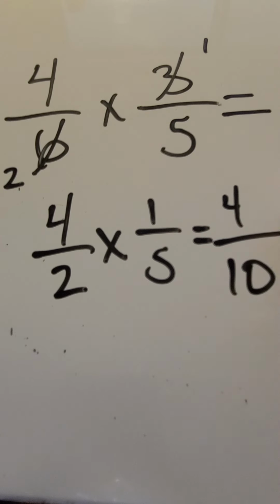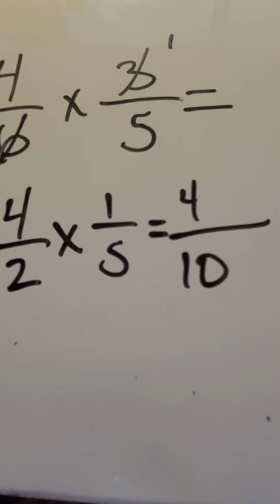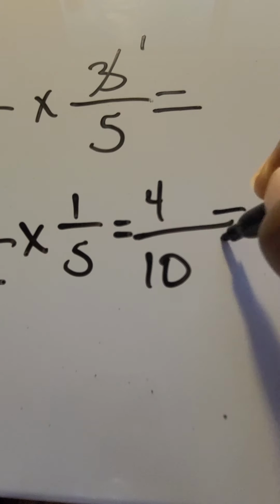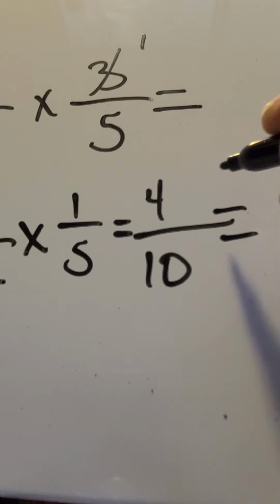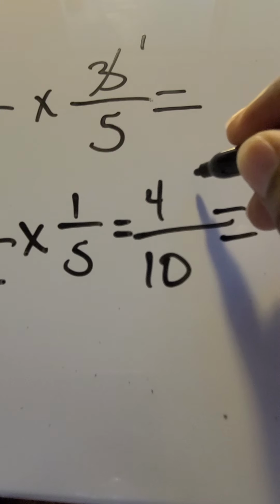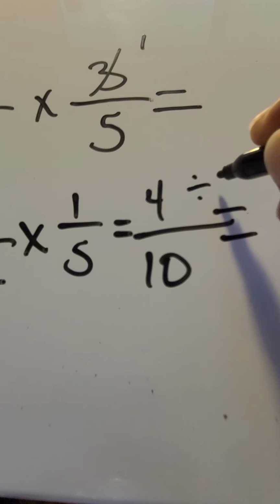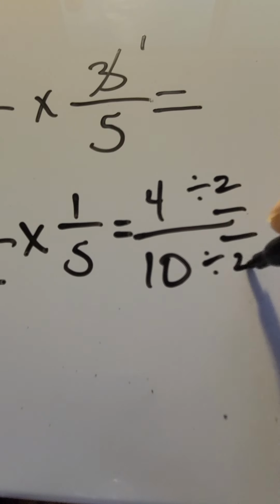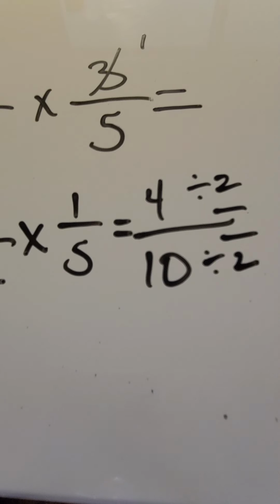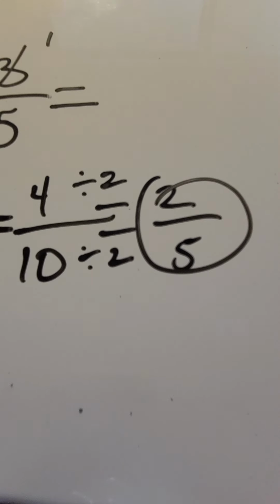Now these are two even numbers, so we know we can break this down even further. So 4/10 is actually equal to, when we break it down, we use 2 because they're both even. 4 divided by 2 is 2. 10 divided by 2 is 5. And we come out with the same answer of 2/5.